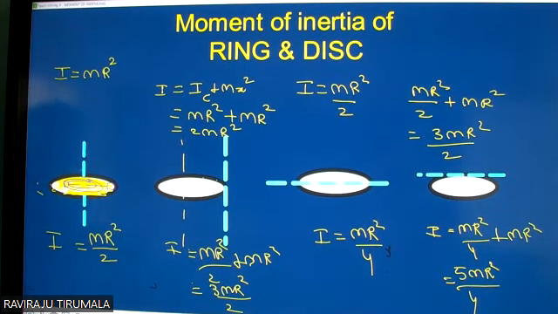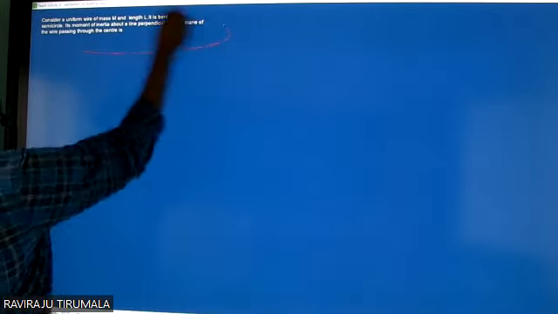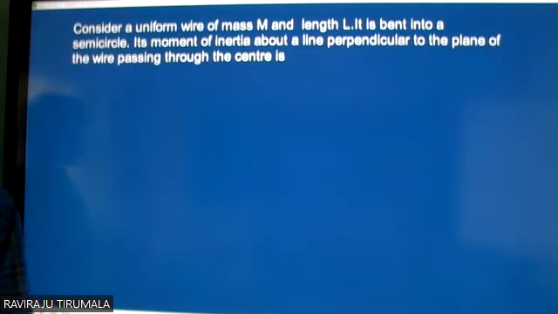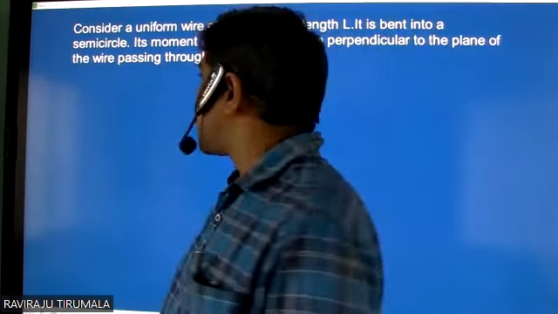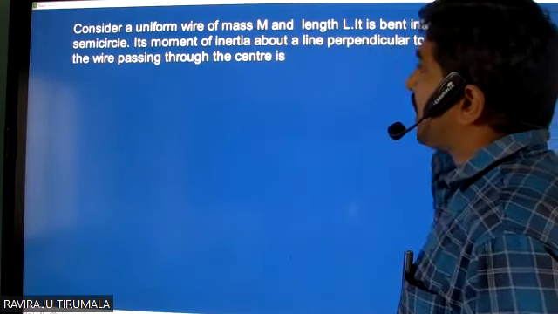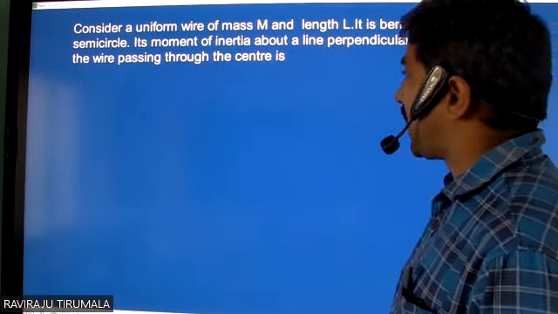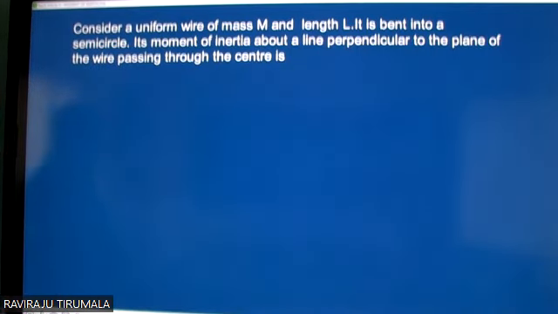Next, I will discuss a few questions about moment of inertia of ring and disk. These are the questions given in the last 10 years. All of you just see the question first. Is the question clear? Consider a uniform wire of mass m and length L. It is bent into a semicircle. Its moment of inertia about a line perpendicular to the plane of the wire passing through the center is. First, a straight wire is given generally, but it was bent into a semicircle.